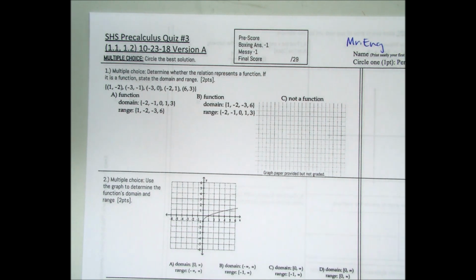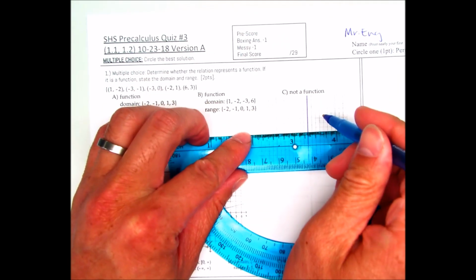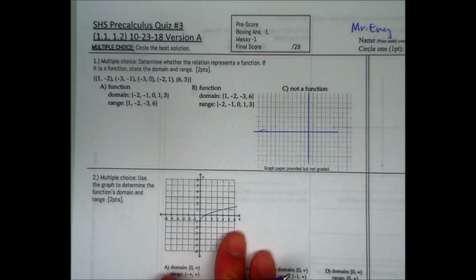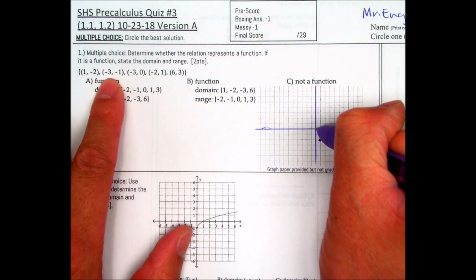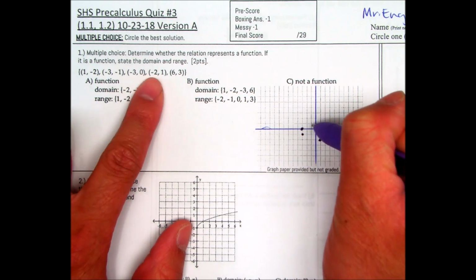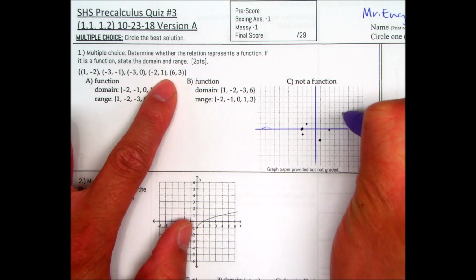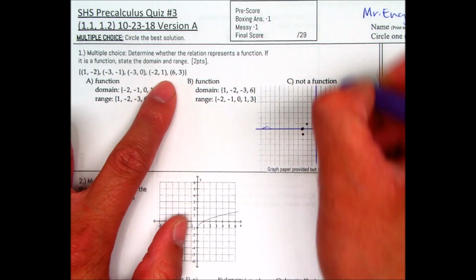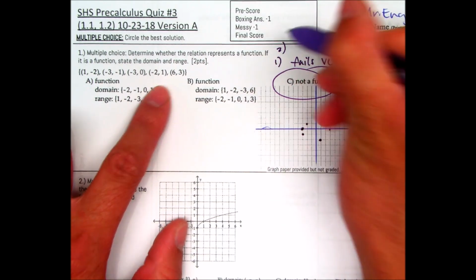So if I graph this, (1, -2), right 1, down -2, -3, 2, 3, -1, -3, 0, -2, up 1, and then right 6, up 3. Okay, so you notice that this fails the vertical line test, so it's not a function.